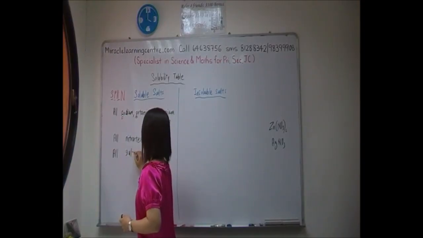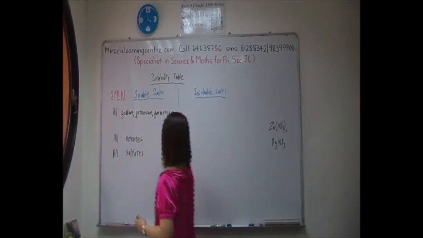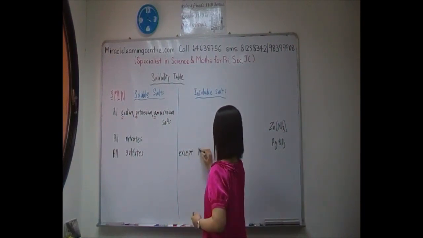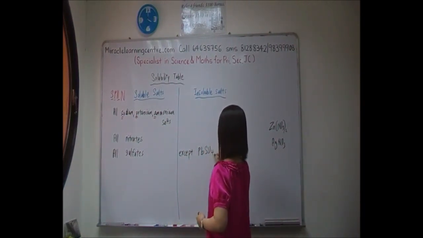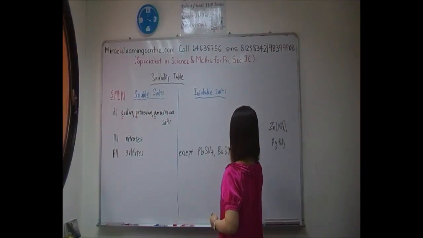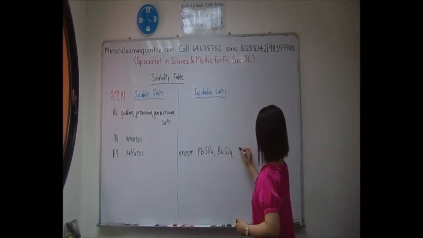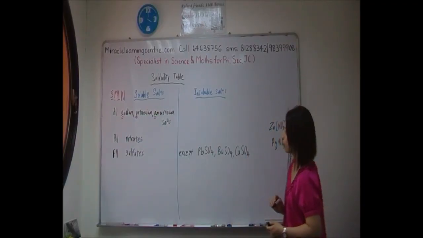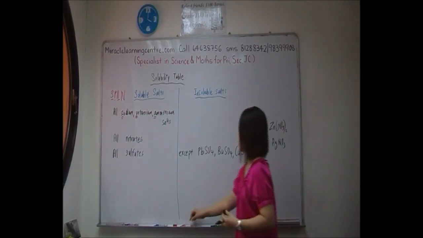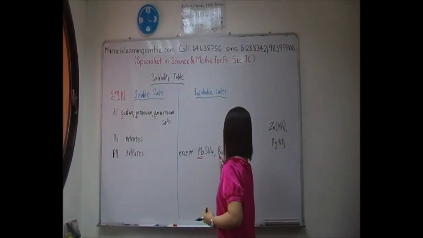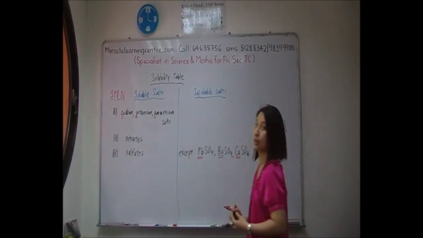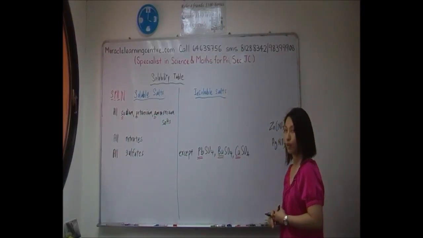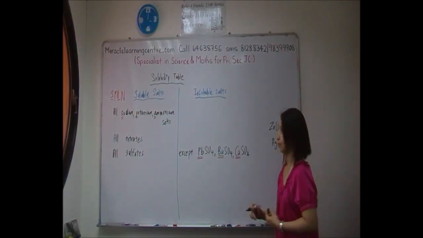All sulfates are soluble except for lead sulfate, barium sulfate, and calcium sulfate. Okay, all sulfates are soluble except lead, barium, calcium sulfates. So all other sulfates, sodium sulfate, zinc sulfate, they are all soluble.